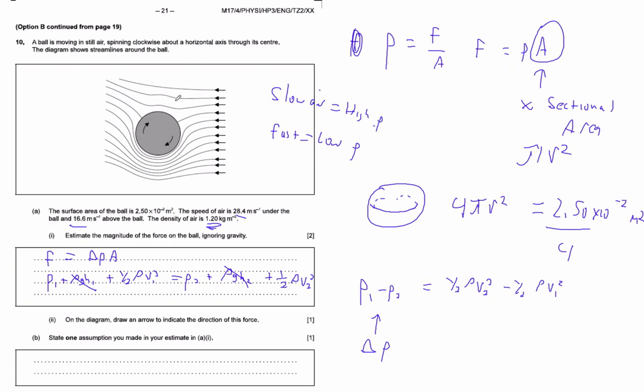Okay, and then you ought to be able to draw your arrow, which, by the way, interestingly enough, I drew the wrong way, which is kind of funny. So let's see. The speed of the air under the ball is fast. This is fast, this is slow. So draw the arrow the correct way. Good enough.